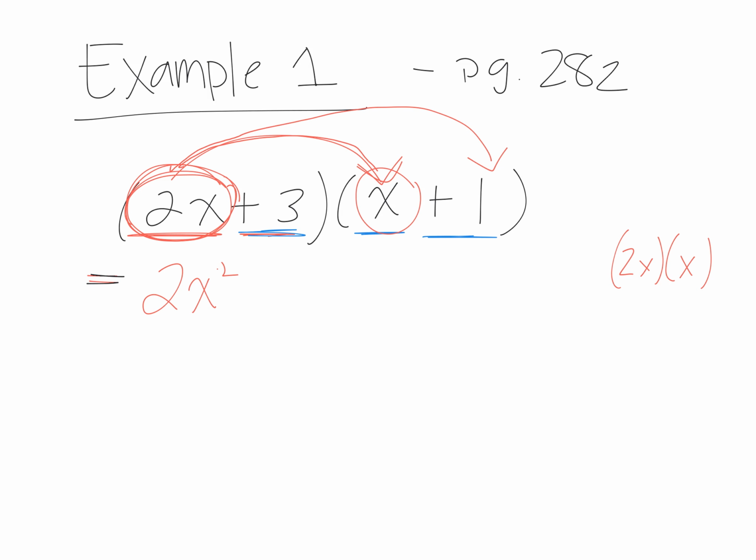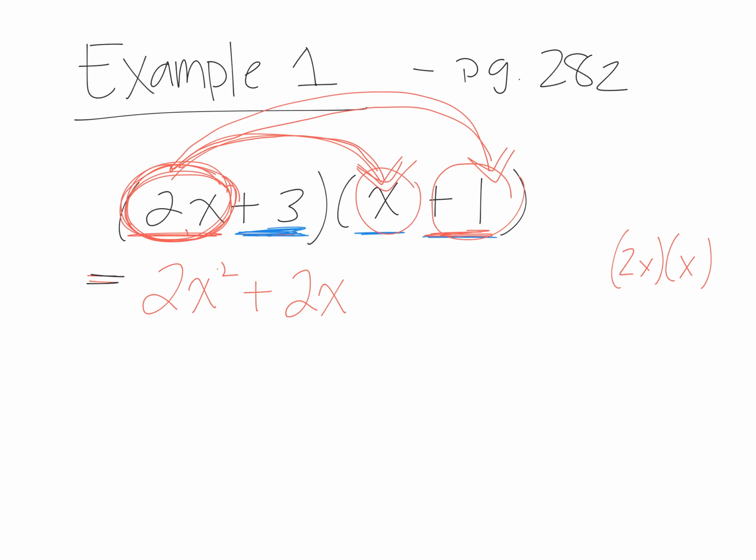So I've multiplied the first term by the first term in the second bracket. Now I have to take this term again and multiply it by the second term. So we're taking 2x and multiplying it by positive 1. What's 2x times 1? Positive 2x.